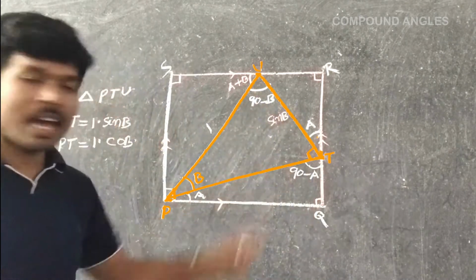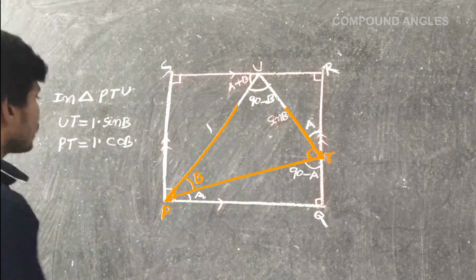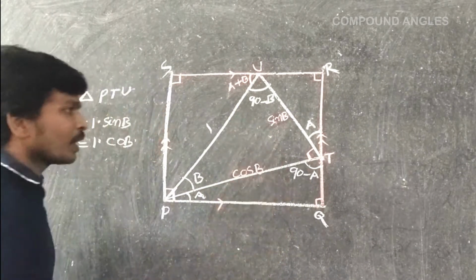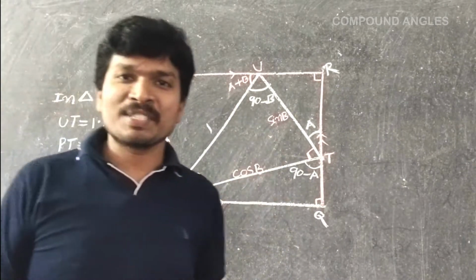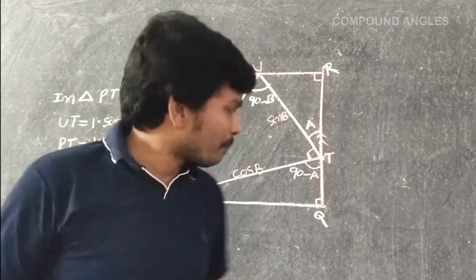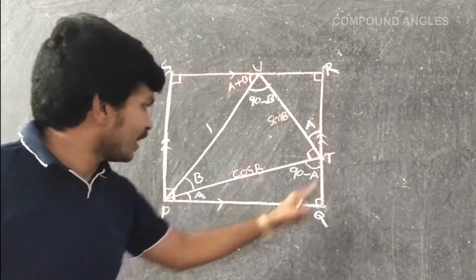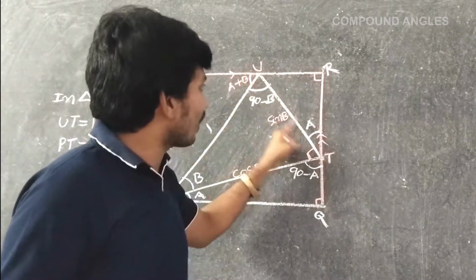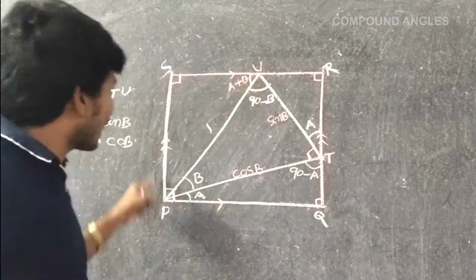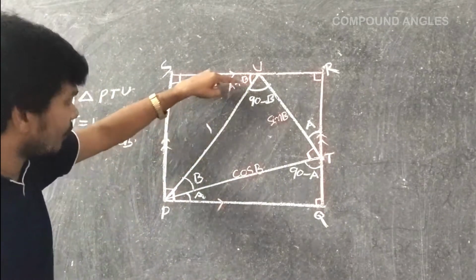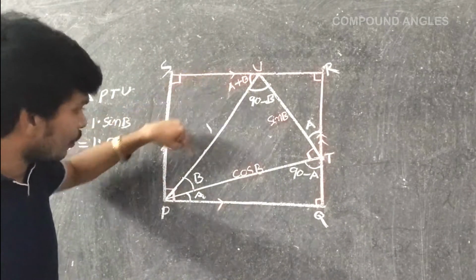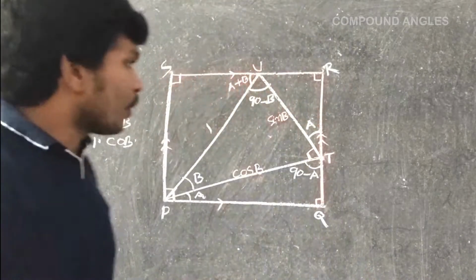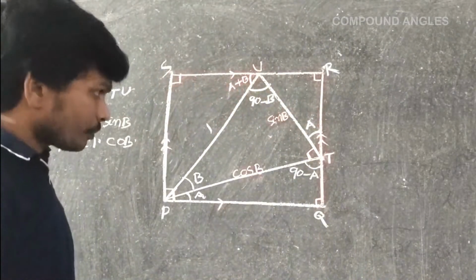And PT value is cos B. Yes, excellent. Now you observe, my dear kids, the problem is made easy because in this triangle you have one angle and one side. In this triangle you have one angle and one side. In this right angle triangle also you have one angle and one side. With the help of that we can find the remaining. Okay, get ready, my dear kids.